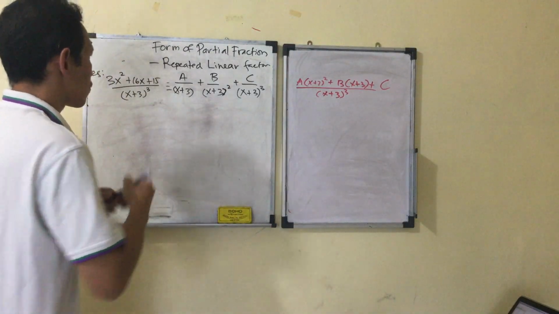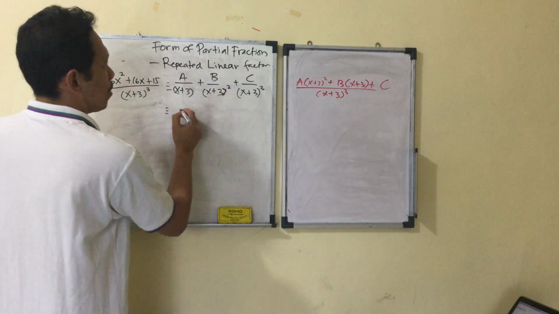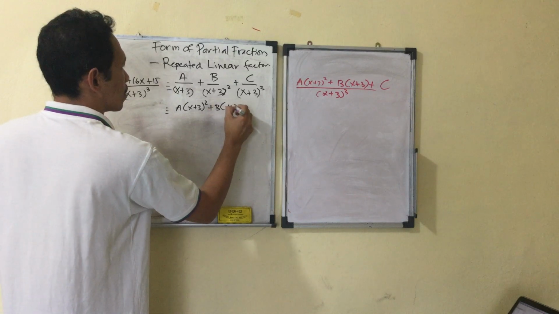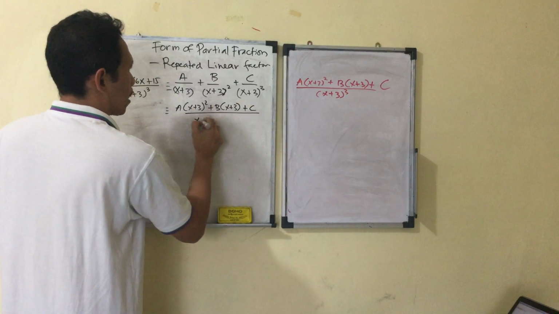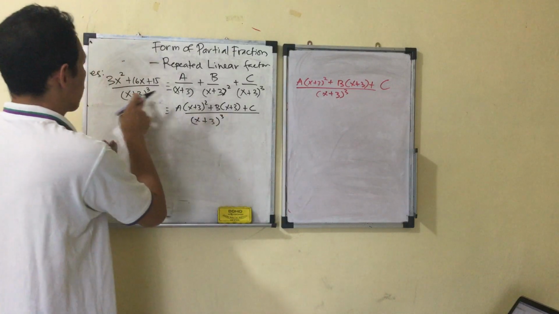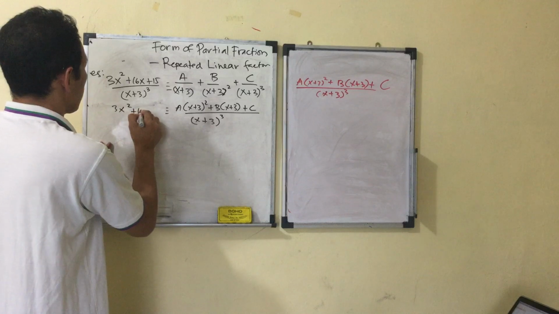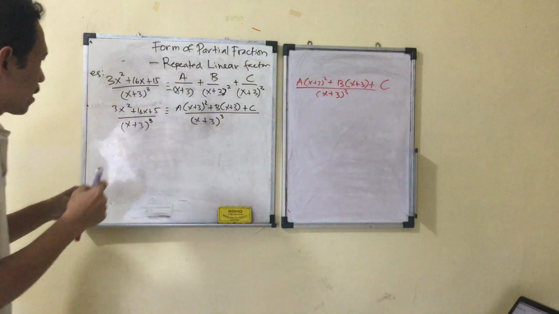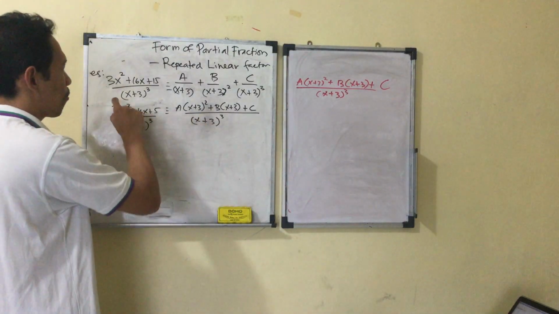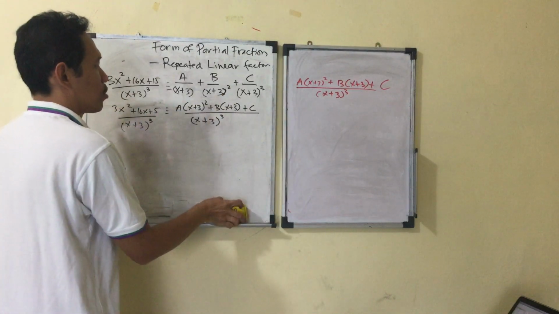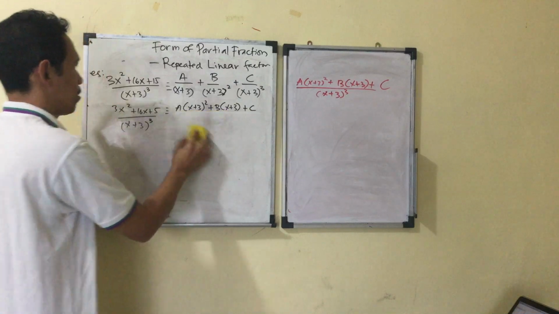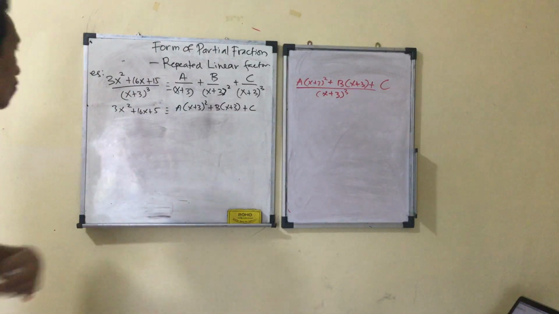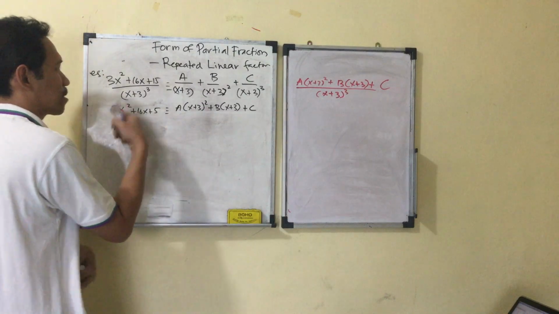So you have this form: a(x plus 3) squared plus b(x plus 3) plus c, divided by x plus 3 cubed, which is the same as 3x squared plus x plus 15 over x plus 3 cubed. So you can take out the denominators, because the numerators are equivalent. So it's 3x squared plus x plus 15 equals a(x plus 3) squared plus b(x plus 3) plus c.